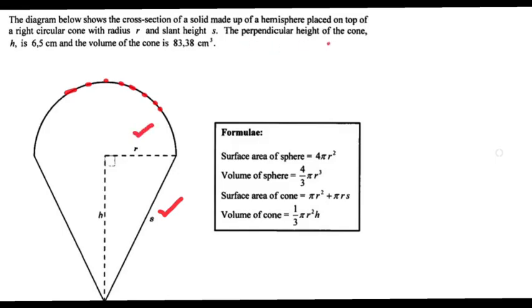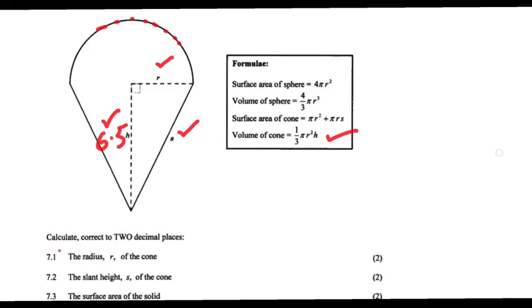The perpendicular height of the cone, which is this h, is 6,5 centimeters. So this is 6,5 centimeters. And the volume of the cone is 83,38 centimeters cube. So this is the volume of the cone, only for the cone. So this is the volume of the cone, formula is already given. Now the question says calculate correct to 2 decimal places.